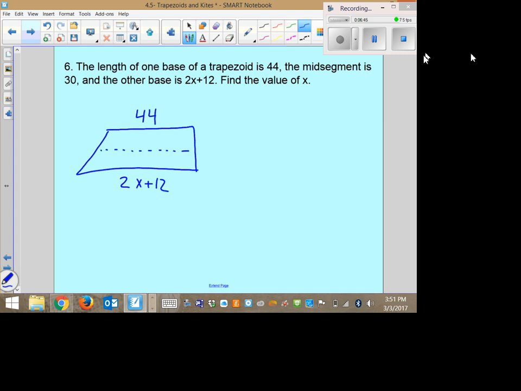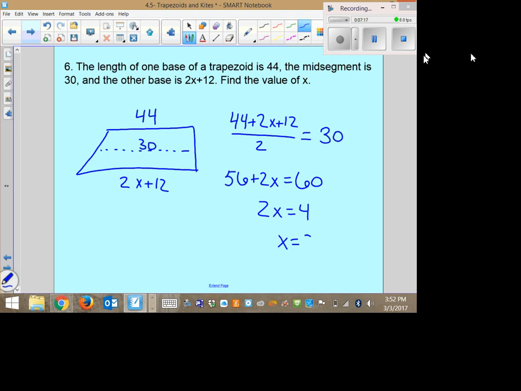And then it tells us that our midsegment is 30. So again, I can set up my equation. I want to take 44 plus 2x plus 12, divided by 2, has to equal the length of my midsegment, which is 30. So then I can combine my 44 and my 12 to get 56 plus 2x should equal 60. Subtract my 56, I get 2x equals 4. Divided by 2, I get x to be 2.